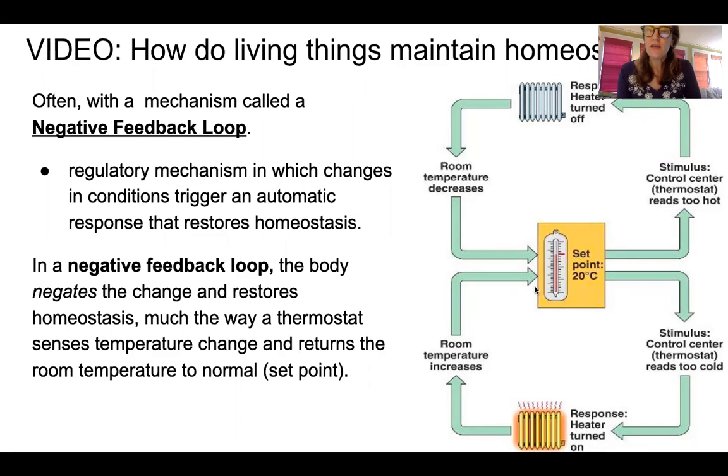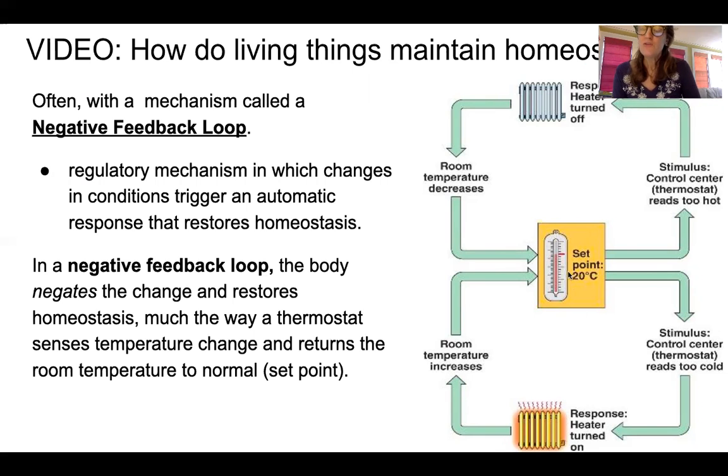So as you can see, the set point for this room is 20 degrees Celsius. That's normal homeostasis for this room. That's about 68 degrees Fahrenheit. So as you can see, there are really two different loops here. One upper loop for when the temperature goes up and moves too high above the set point, and one lower one for when temperature falls and moves too low, because there will be two different responses, one for when temperature goes up, one for when temperature goes down.